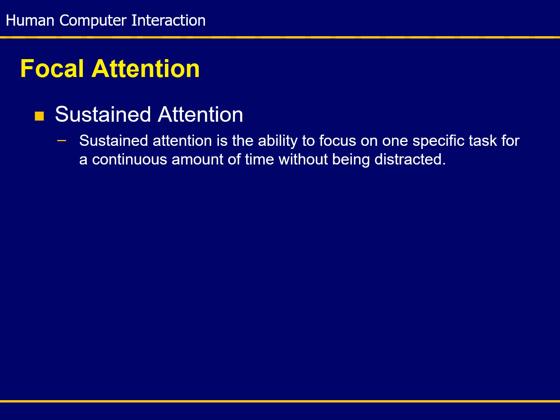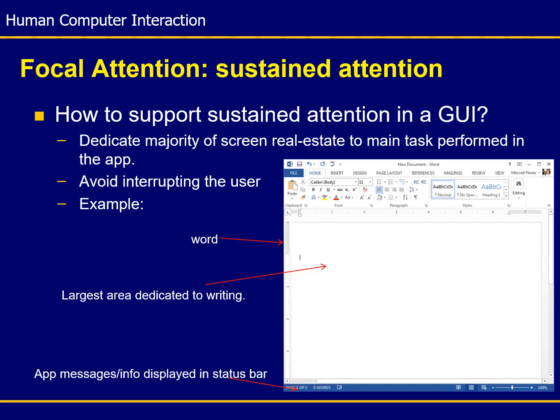Now, the first one we're going to look at is what's called sustained attention, which is a type of focal attention. Now, in sustained attention, it's the ability to focus on one specific task for a continuous amount of time without being distracted. Okay? So if you're listening to a lecture, you go into what's called a sustained attention mode. Okay? Now, in sustained attention, you're trying to focus on one task, and you keep focusing on it. Okay? Now, how do you support sustained attention in a GUI? You support sustained attention by preventing distractions, which goes back to the interference issue we discussed earlier.